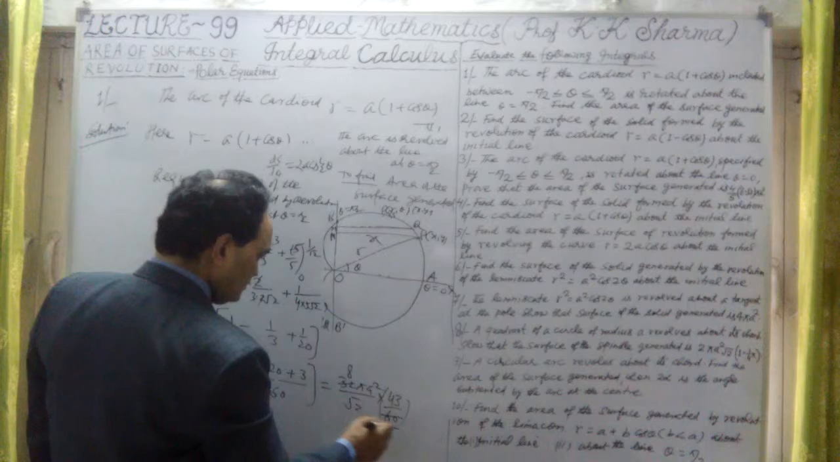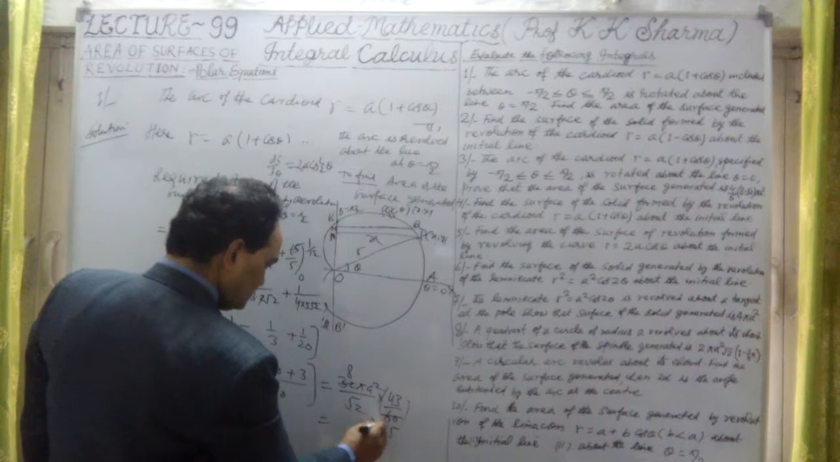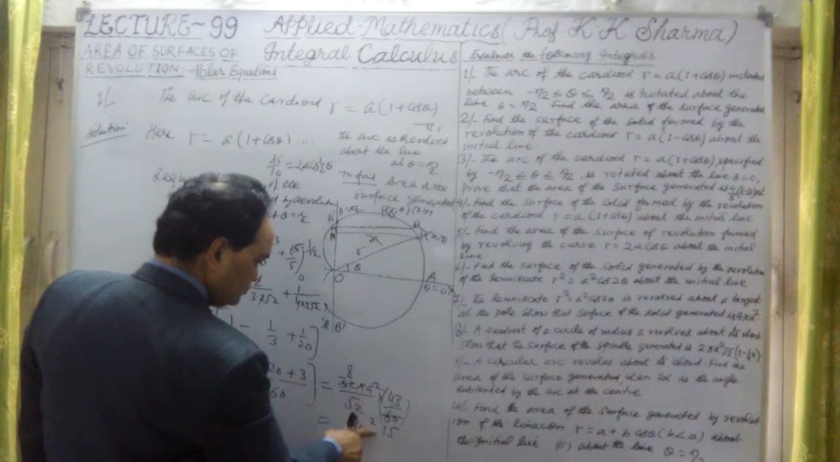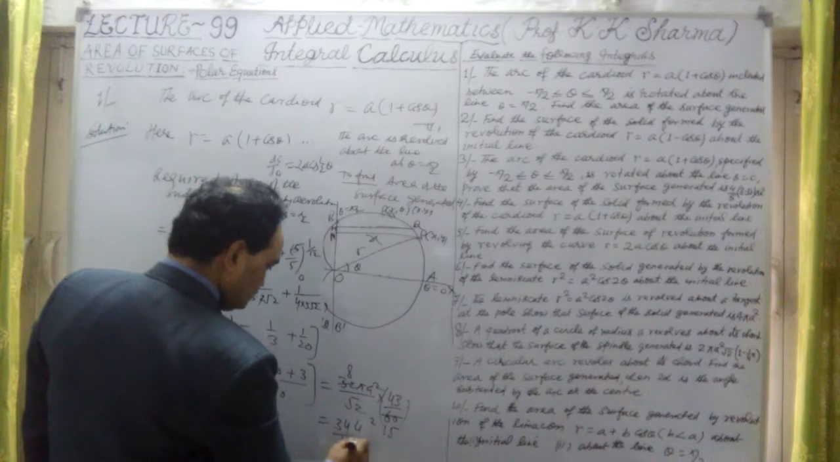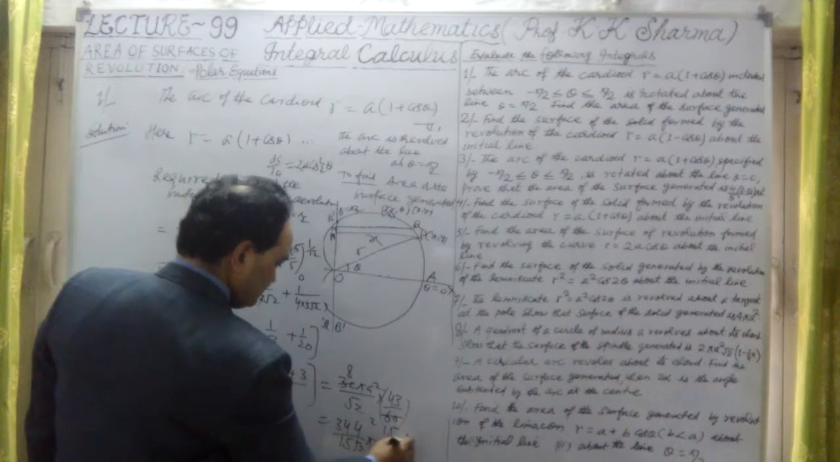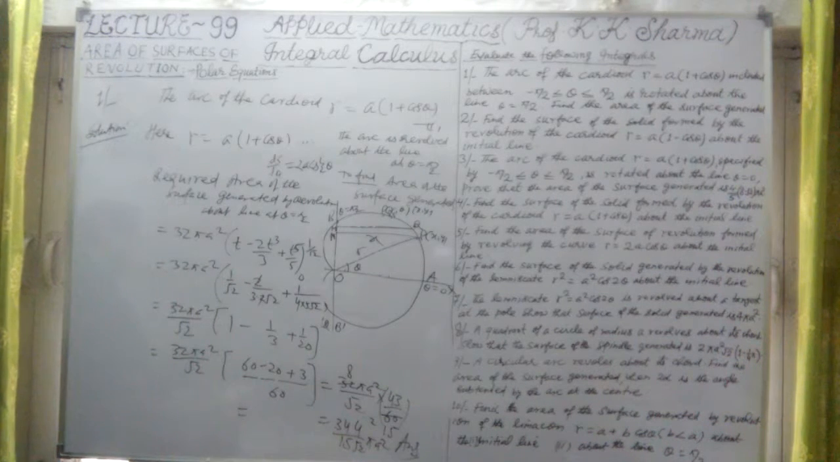So 43 into 8. Get the value: 8 3s are 24, 4 to carry, 8 4s are 32 and 3 is 2, 32 and 2, 34. So 344 upon 15 root 2 into pi a square. This is the answer here. Coming a strange answer. Okay, so the answer is this, 48 root 2 upon 5, it is coming pi a square.